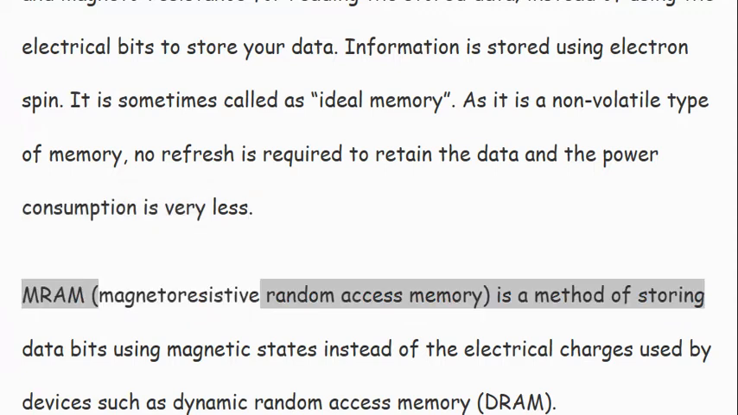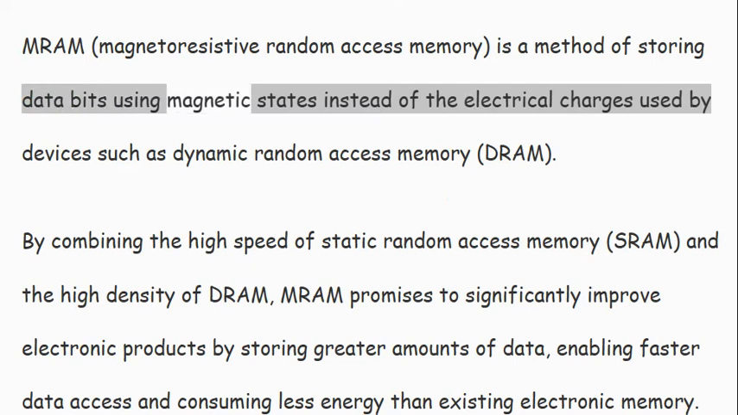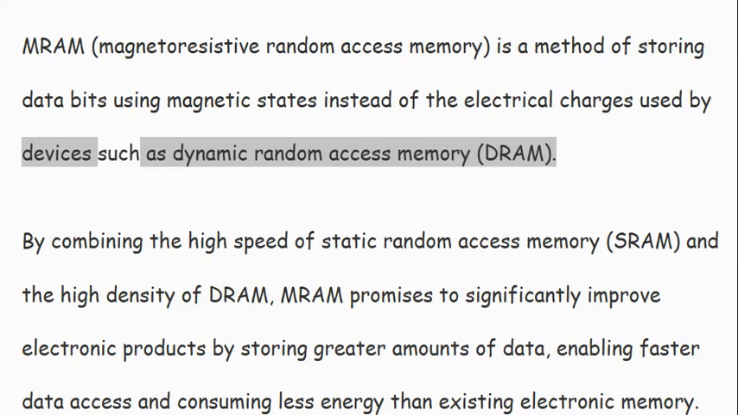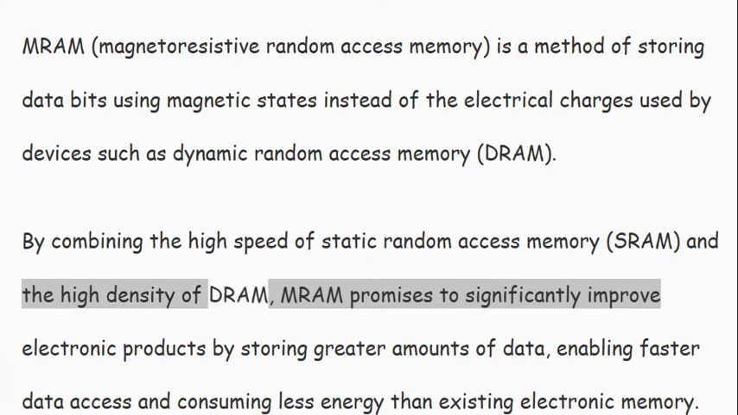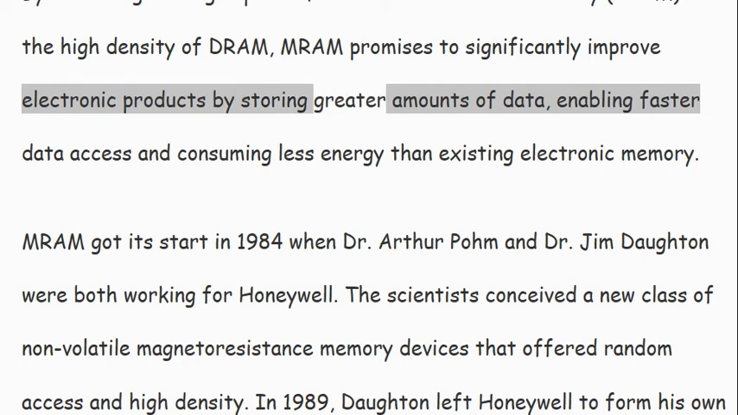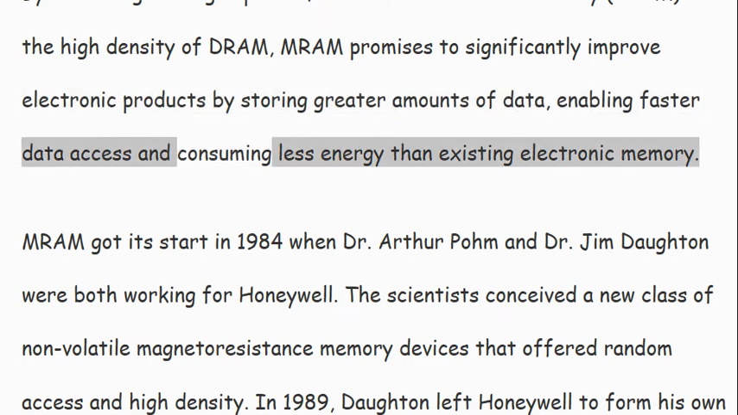MRAM, Magnetoresistive Random Access Memory, is a method of storing data bits using magnetic states instead of the electrical charges used by devices such as Dynamic Random Access Memory, DRAM. By combining the high speed of static random access memory, SRAM, and the high density of DRAM, MRAM promises to significantly improve electronic products by storing greater amounts of data, enabling faster data access and consuming less energy than existing electronic memory.